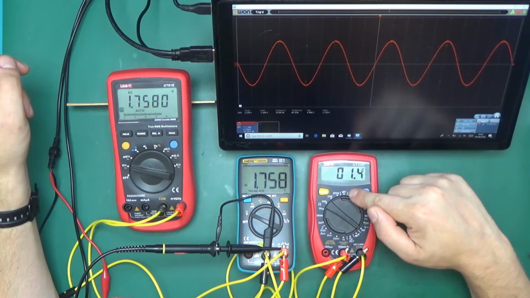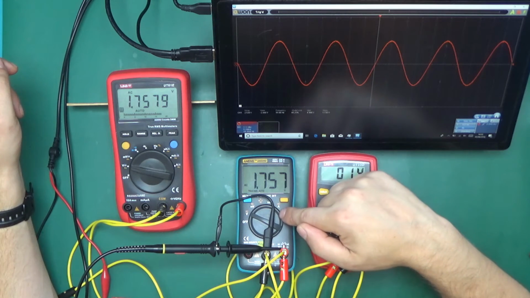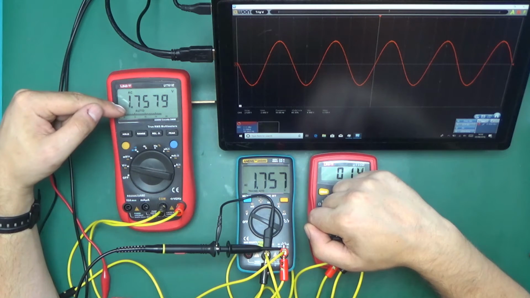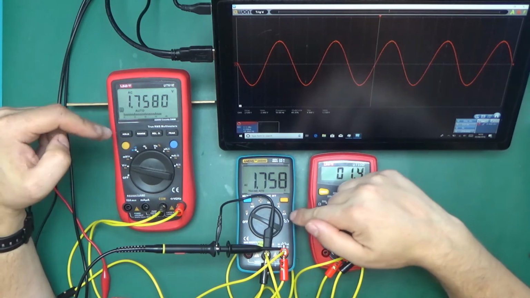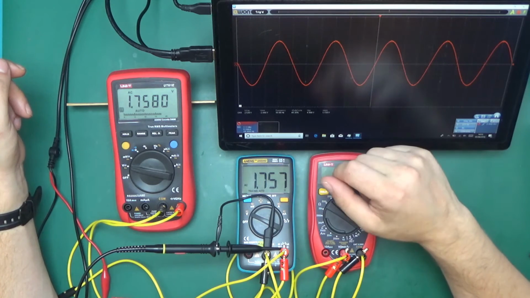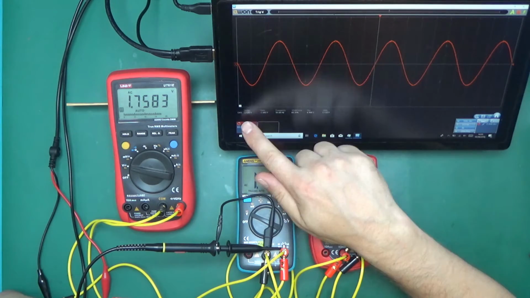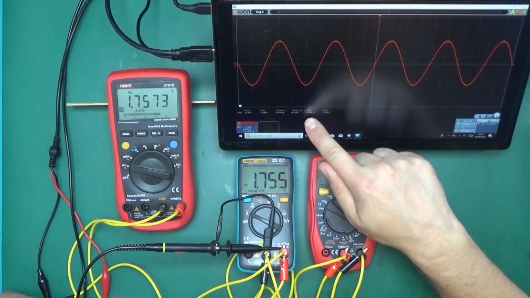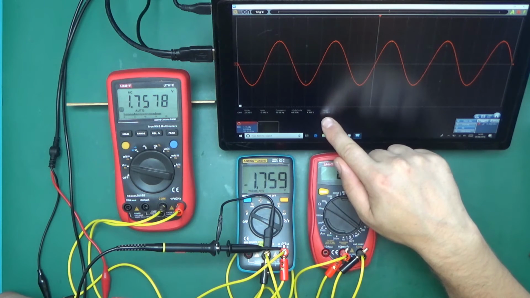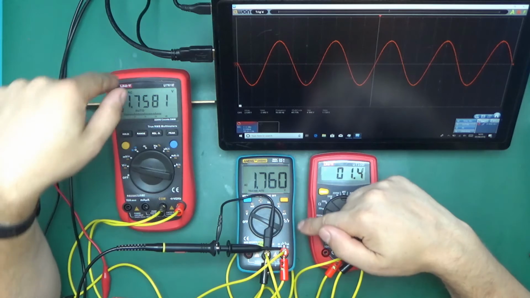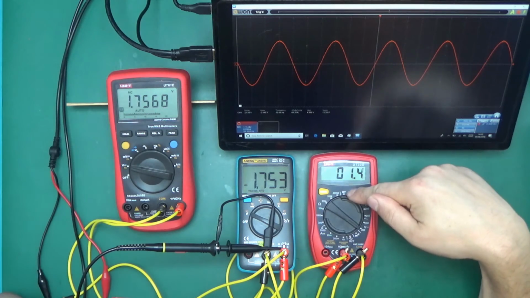First of all, the UT33D is showing 1.4 volts, the AN8002 shows 1.757 volts, and the UT61E 1.758. So those two show pretty much the same thing, the true RMS voltage of a 5 volt amplitude sine wave. In addition to that, I've got the oscilloscope doing some measurements here, and it's also calculating VRMS. It's reading a peak-to-peak voltage of 4.96, just a hair under 5 volts, and RMS 1.729 volts, so 1.73. A little bit lower than those two, but definitely better than this one.